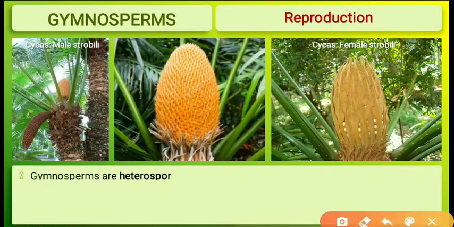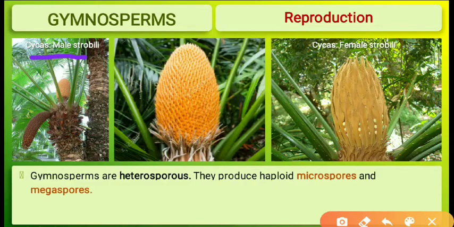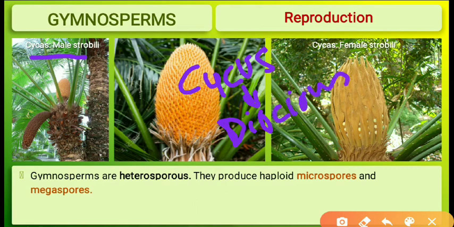Cycas, here is the male strobilus. Male strobilus means male cone. There are two types of leaves. As I told you, Cycas is dioecious. Dioecious means male and female plants are different. On the male plant, the leaves called microsporophylls are aggregated together and form a cone. This is called the male cone, or male strobilus.